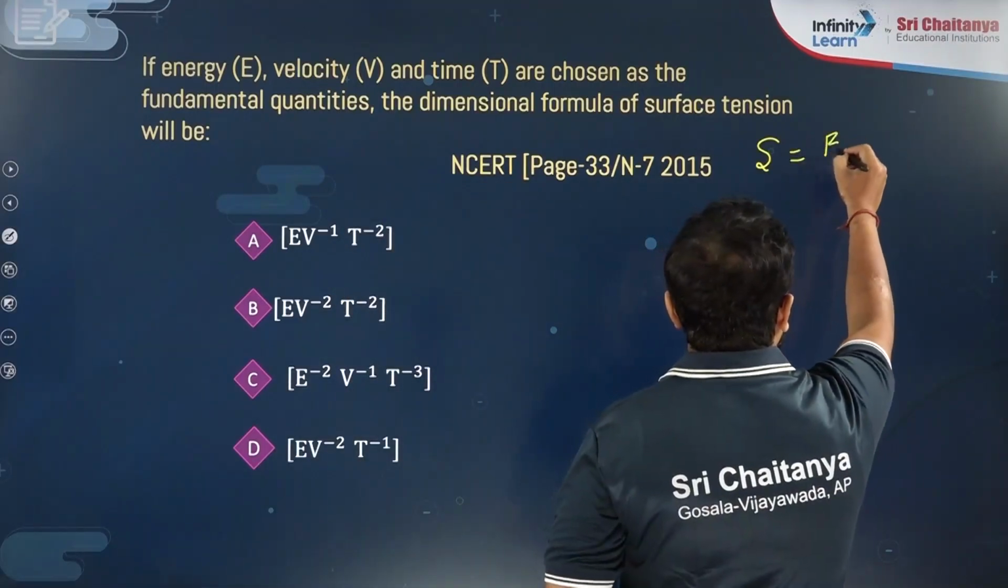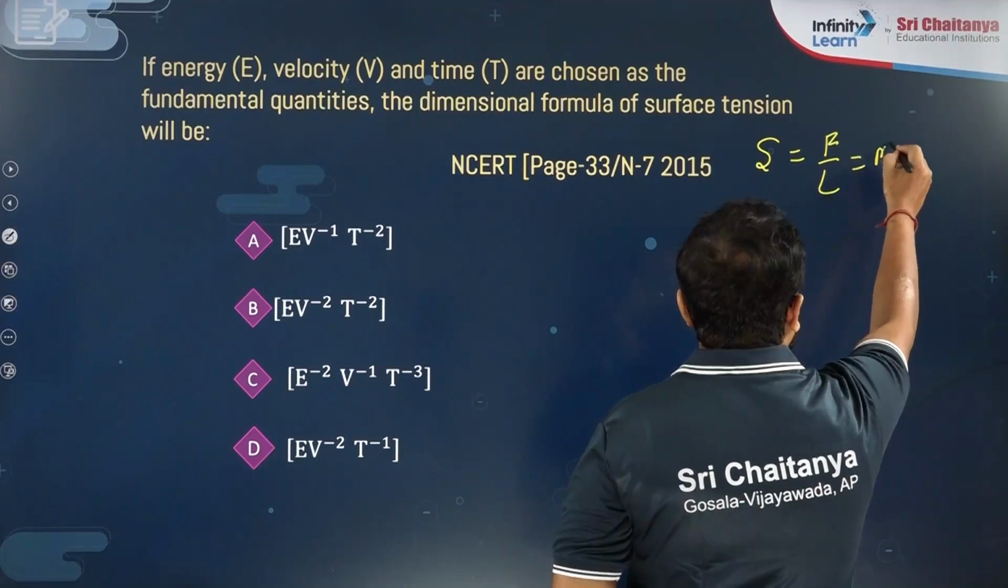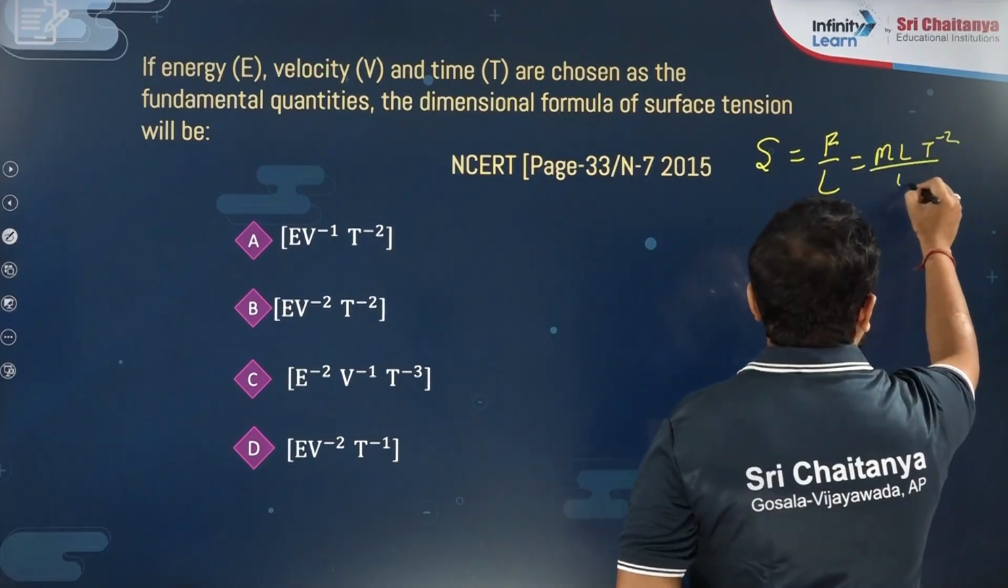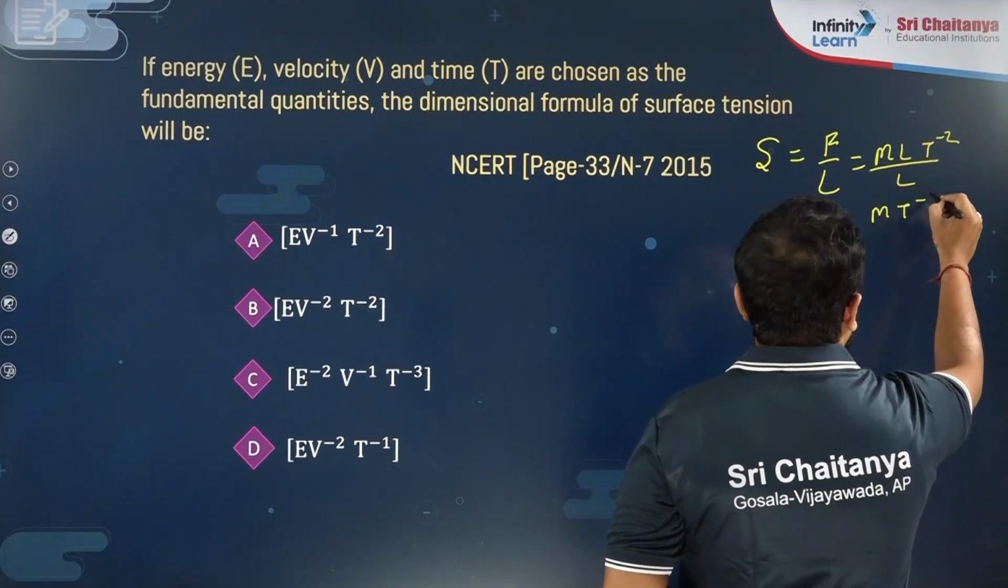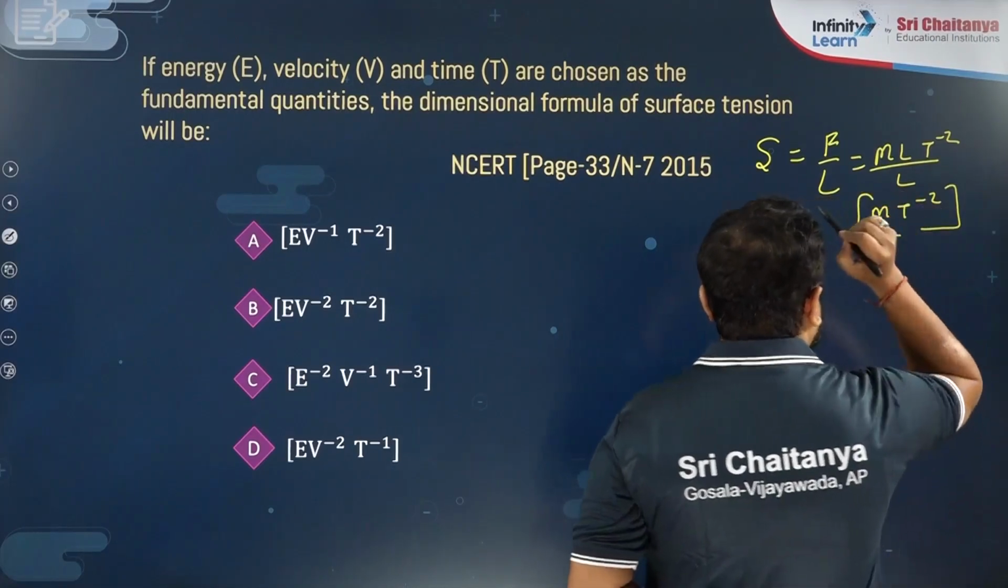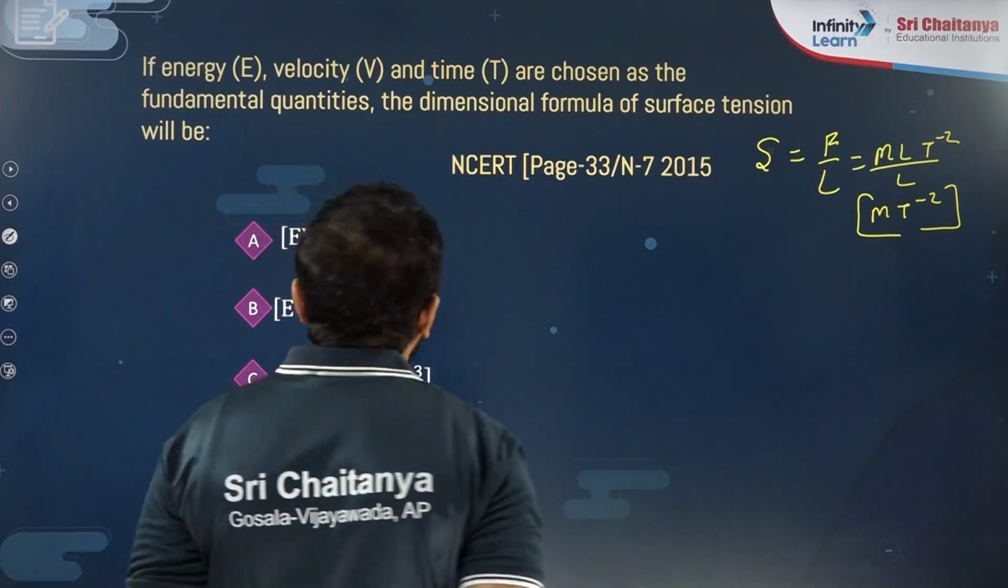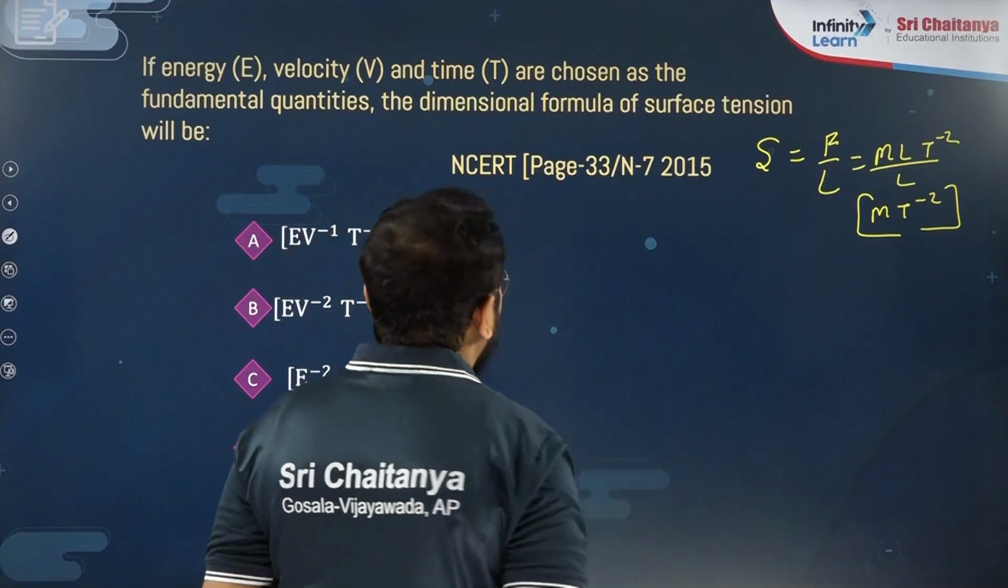Surface tension is force upon length. So, what will be the dimension? MLT^-2 divided by L. So, it will become MT^-2. This will be your dimension for the surface tension. That means force upon length. I want force upon length.